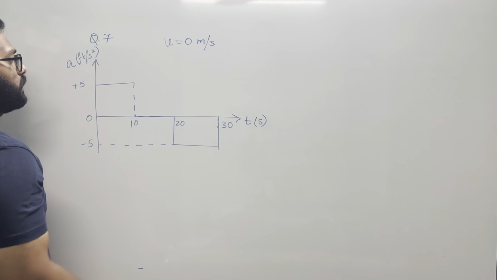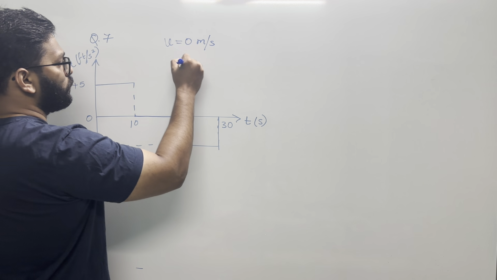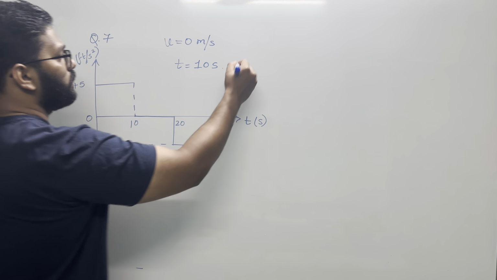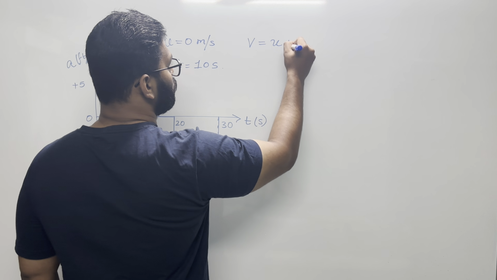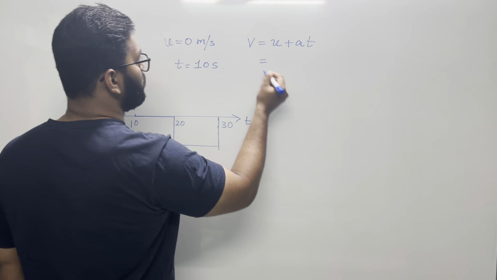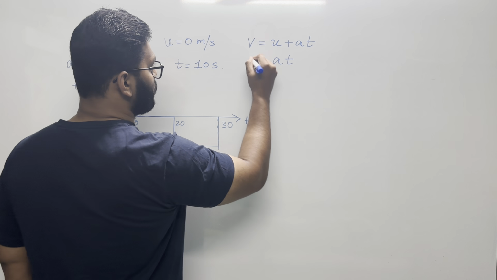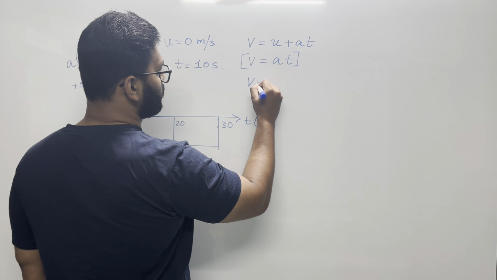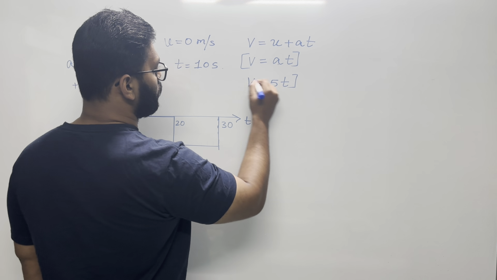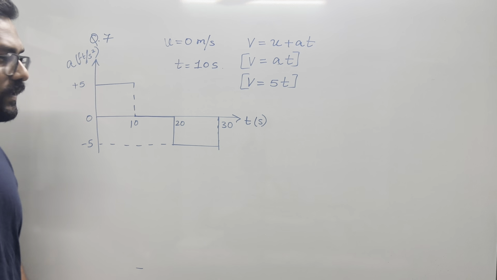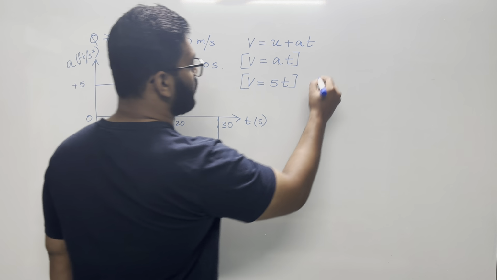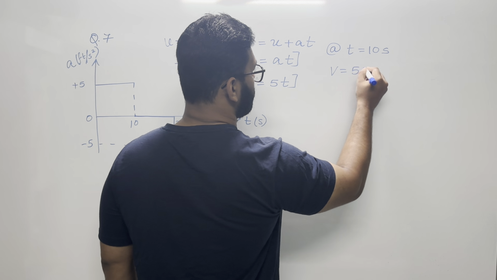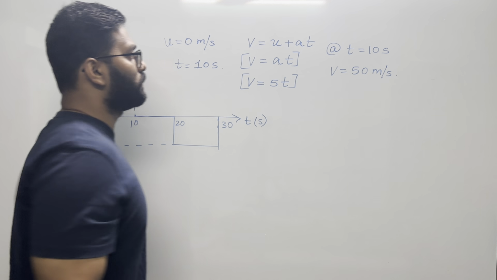Let's see, u is 0 meter per second. Our time is 10 seconds. So after 10 seconds, what is going to be the velocity? That will be v is equal to u plus at. So u is 0, so v is equal to at. This is the formula, and a is equal to plus 5 for 0 to 10 seconds, so this is 5 times t. At t equal to 10 seconds, the velocity is equal to 50 meter per second. This is going to be the velocity.